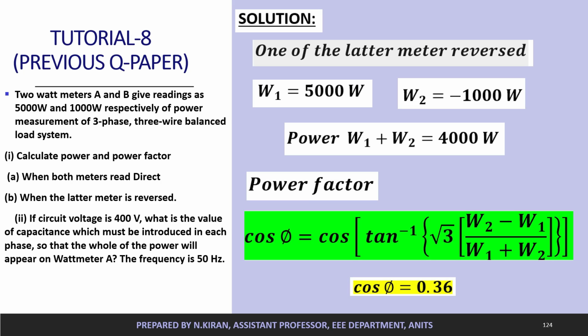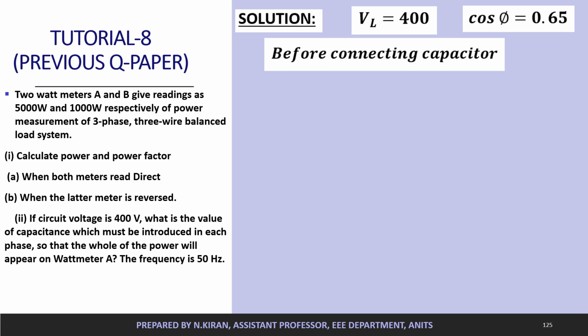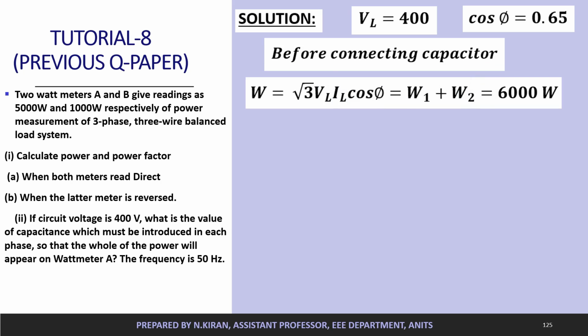Here the circuit voltage is given as 400, so VL is 400. So power factor I have obtained as 0.65. Before connecting the capacitor in each phase, let us see the analysis before the capacitor is connected. The total wattmeter reading will be 6000 watts.